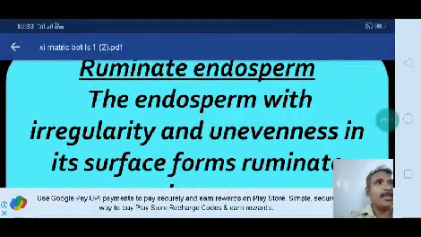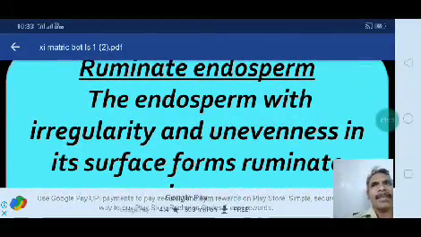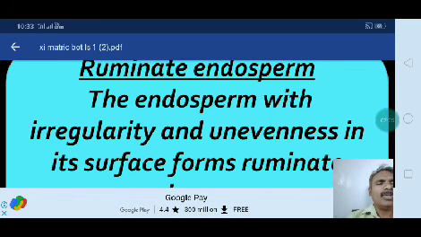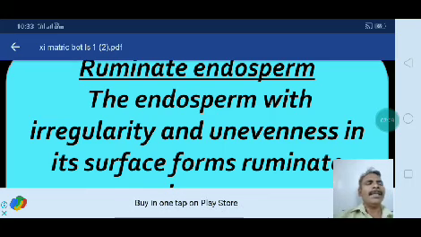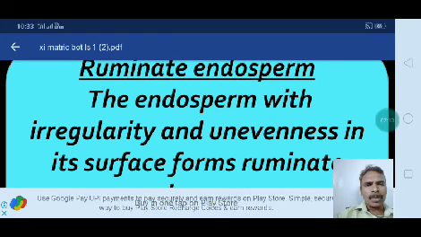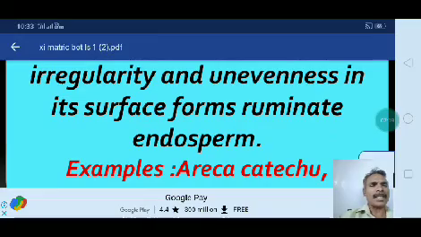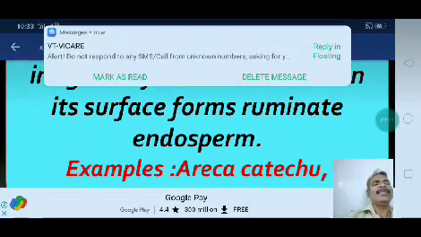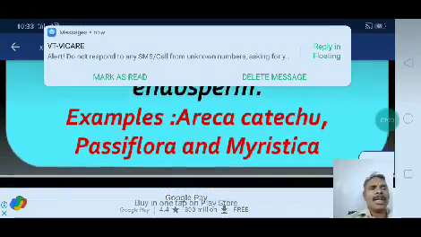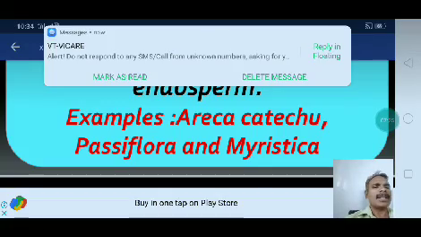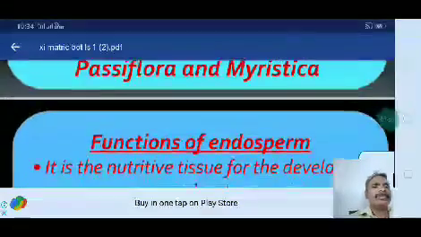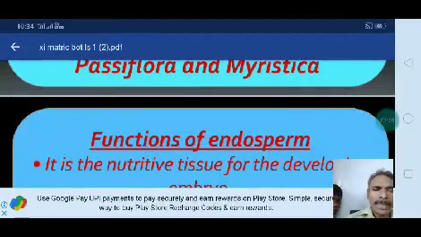Okay, the next important type of endosperm. Another one is called ruminate endosperm. The endosperm is irregular and uneven on its surface. That is called ruminate endosperm. Example: Areca catechu, Passiflora and Myristica. So this is the ruminate endosperm.